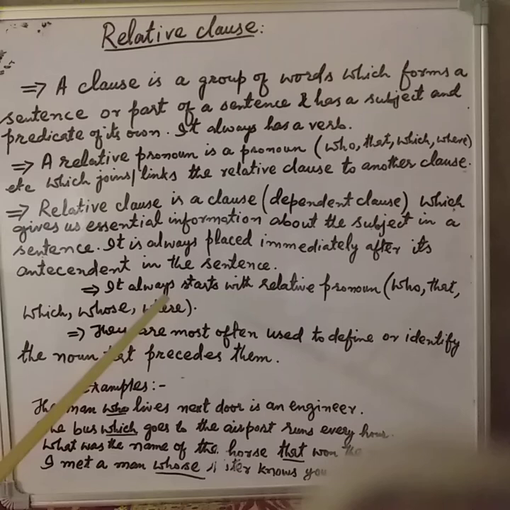Dear students, there are certain examples in the relative clause. The man who lives next door is an engineer. The bus which goes to the airport runs every hour. What was the name of the horse that won the race? I met a man whose sister knows you. All the relative pronouns like who, which, that, whose in these sentences represent a relative clause.